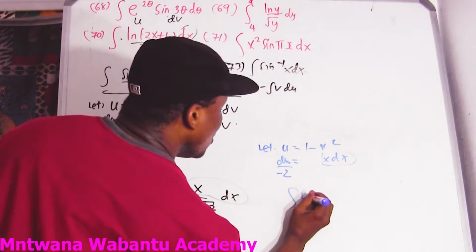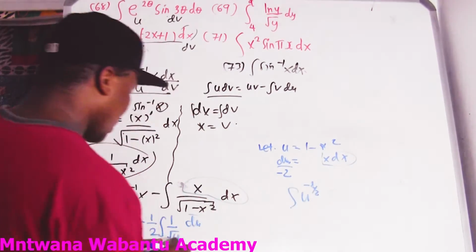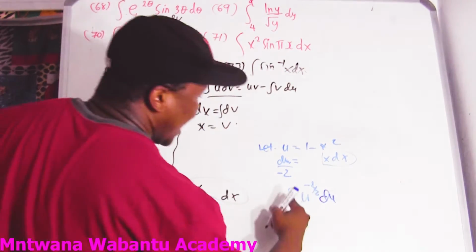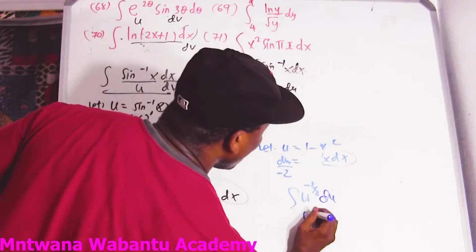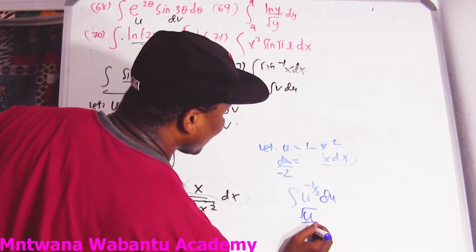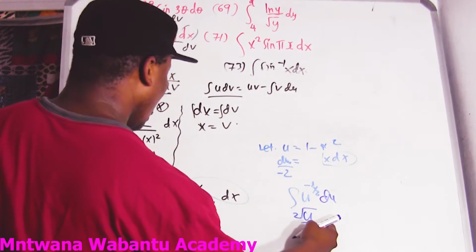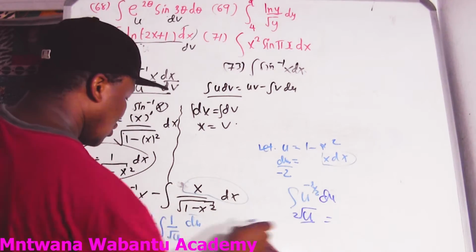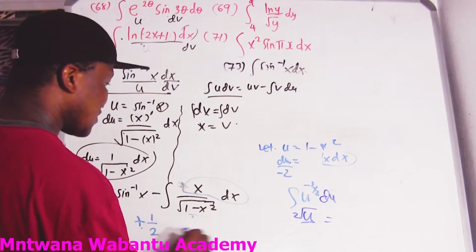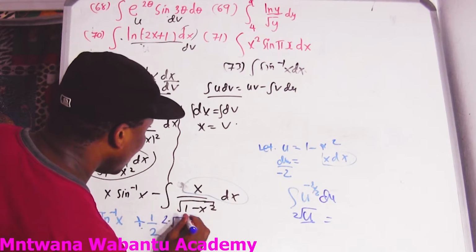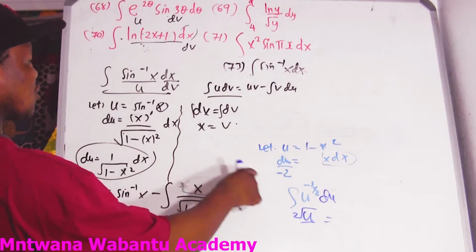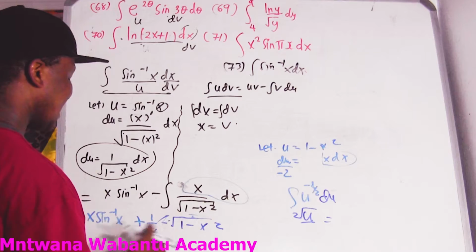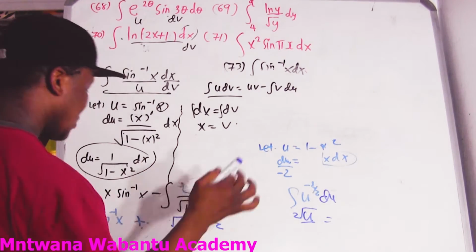This is u to the negative half du. When you integrate, you add 1, so u to the half, which is the square root, and that same half comes to the bottom, making it 2 square root of u. So we have 2 square root of u. But what is u? Our u equals 1 minus x squared. So it's the square root of 1 minus x squared. The 2 and 2 cancel, so it's like 1. This is what we have.